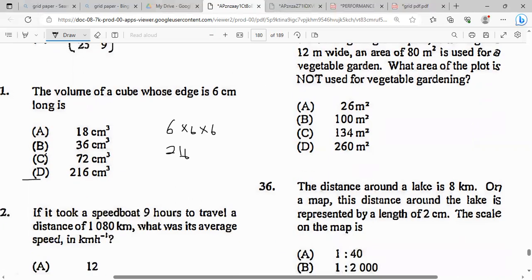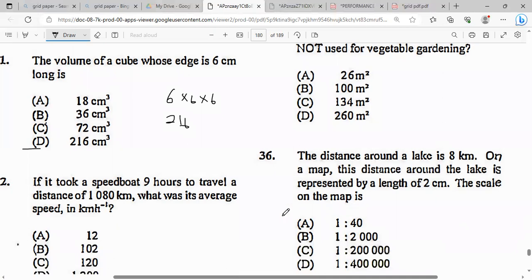If it took a speedboat 9 hours to travel a distance of 1,080 kilometers, what's the average speed in kilometers per hour? So what we're doing is just dividing by 9. Why? Because speed is equal to distance over time. 9 into 10, put a 1 here, so that goes 2. Then we get the 2 now, so 120.